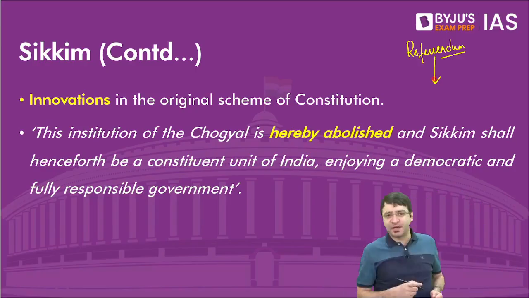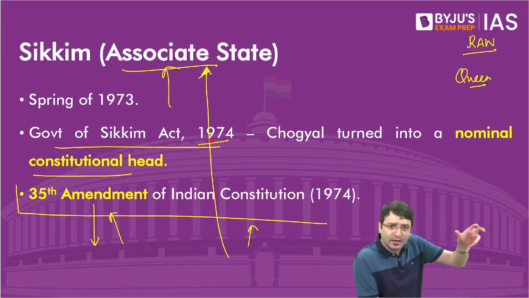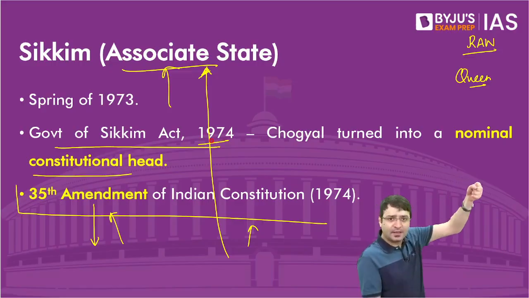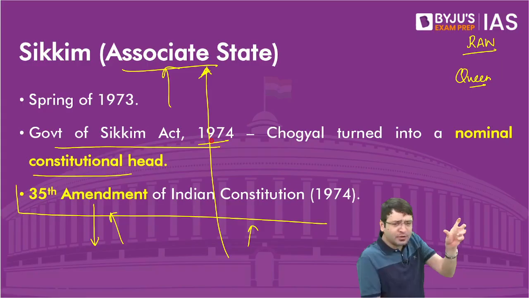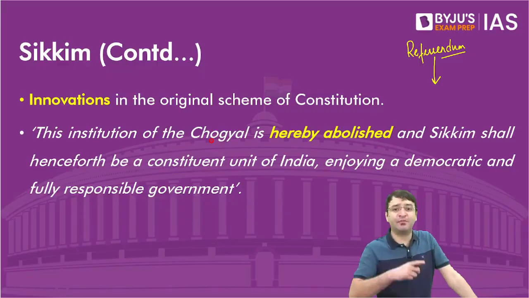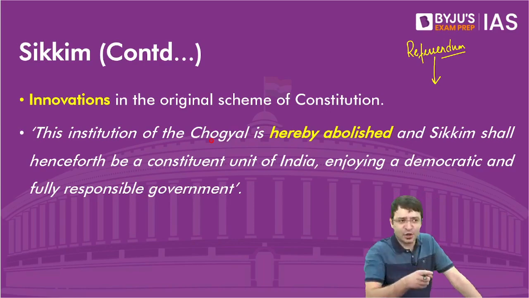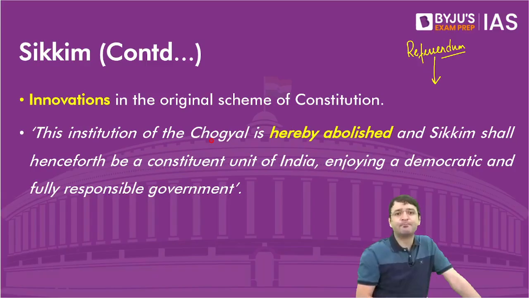So the government of Sikkim in 1974 turned Chogyal from a powerful figure, from the ruler, into a nominal constitutional head, a titular head, who just has a title but doesn't have any powers. And now one year later, they're asking the people that we will completely abolish this institution of monarchy. And please tell us, should we be completely part of India? An overwhelming majority, more than 98% of people of Sikkim, voted in favor of India.